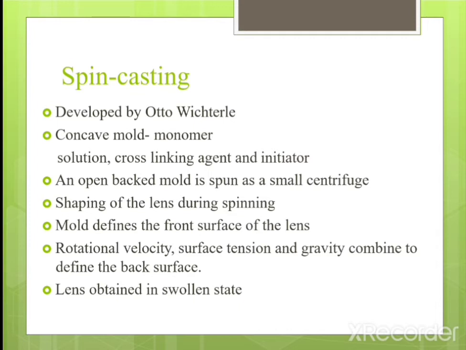The next technique is spin casting, first developed by Otto Wichterle. It uses a concave mold with a monomer solution, a cross-linking initiator, polyhydroxyethyl methacrylate as the monomer. The open-back mold is spun like a small centrifuge. In the shaping of the lens during spinning, the mold defines the front surface of the lens, while rotational velocity, surface tension and gravity combine to define the back surface. The lens is obtained in a solid state.